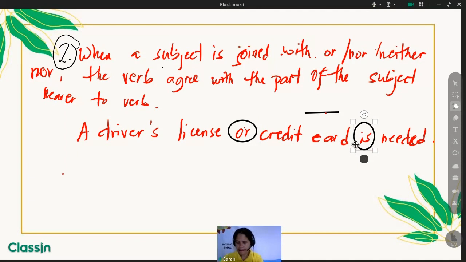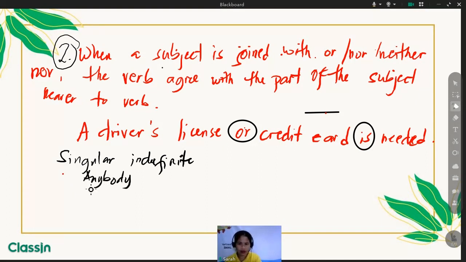All right. So for example, I will give you the indefinite pronouns that are singular. The first one is anybody. So this anybody is a singular pronoun, indefinite pronoun, and when you use this, you also use a singular verb, right? Next, anyone.